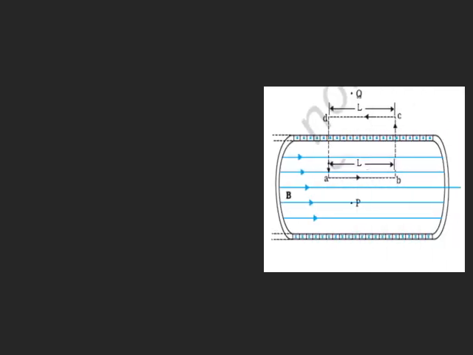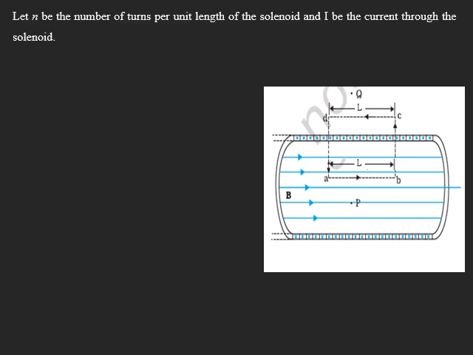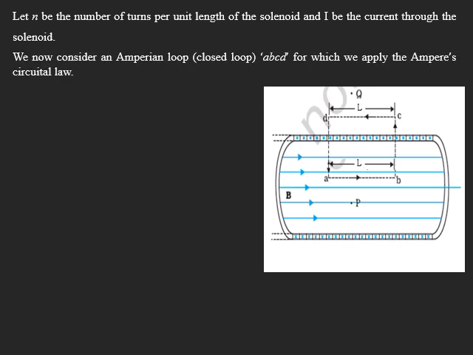This is a cross section of a solenoid where a dot represents the current coming out of the plane of the paper and a cross represents the current flowing into the plane of the paper. B is your magnetic field, small n is the number of turns per unit length of the solenoid, and I is the current flowing through the solenoid. We have to consider an Amperian loop ABCD, and we will be applying Ampere's circuital law for this loop.